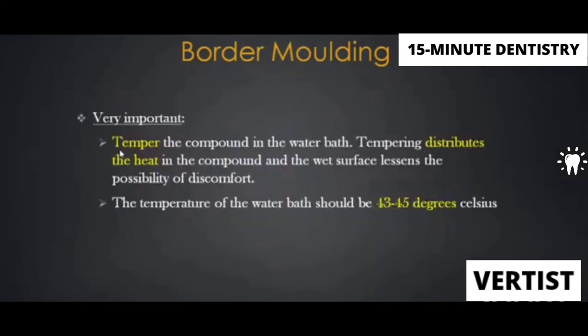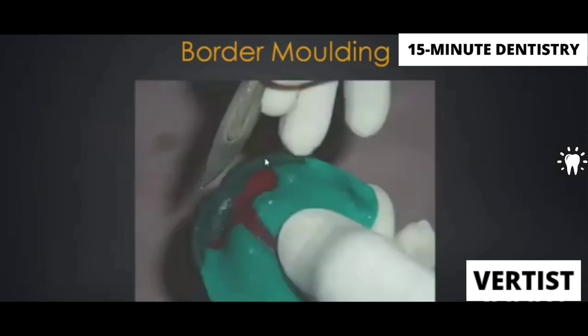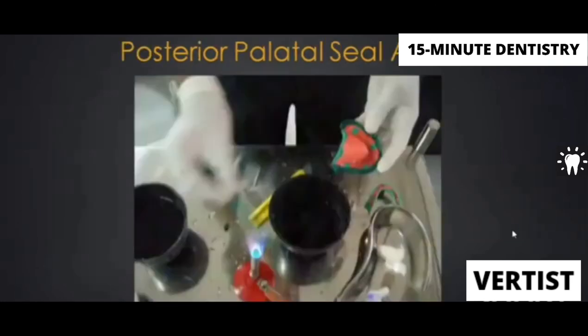Again, very important, temper the compound in water baths. It will distribute the heat in the compound. It will not hurt the patient, and it will ensure that the material is more moldable. And the temperature should be somewhere around 45 degrees Celsius or 110 degrees Fahrenheit. When we do water molding, once we remove it, we might see some material flowing inside on the wax. Ensure that you cut all this material, reheat and remold. There should be no material on the wax. Ensure that. Okay.